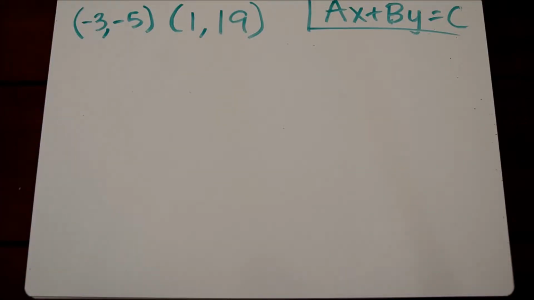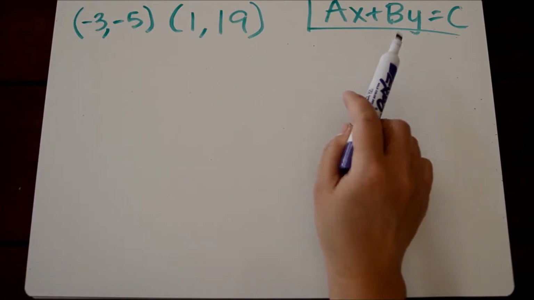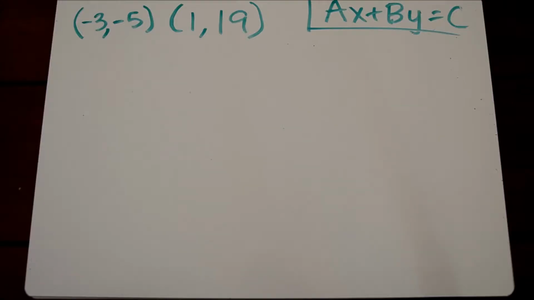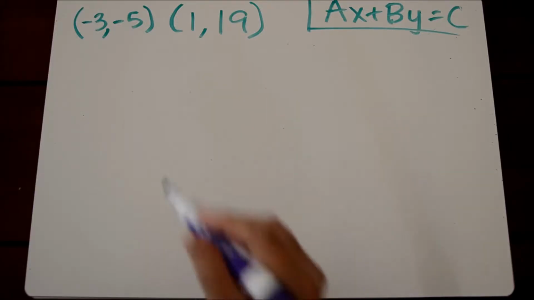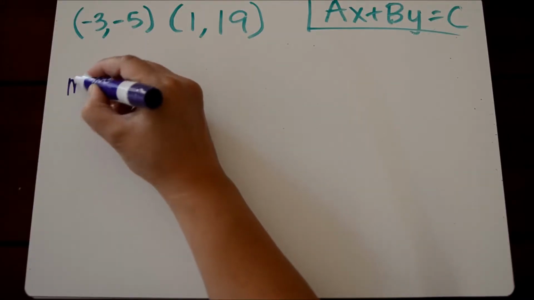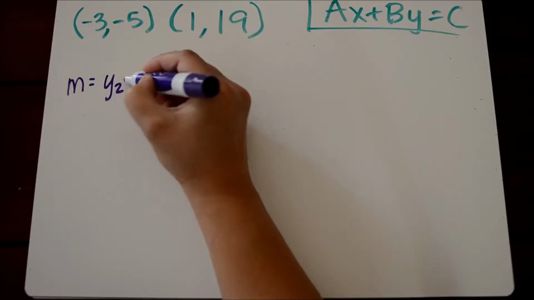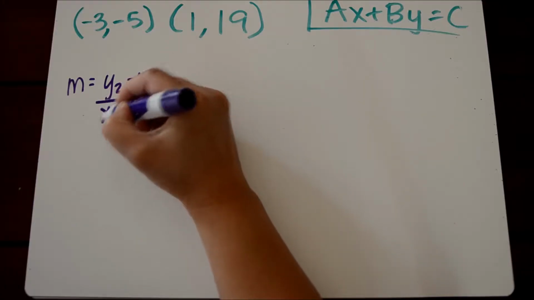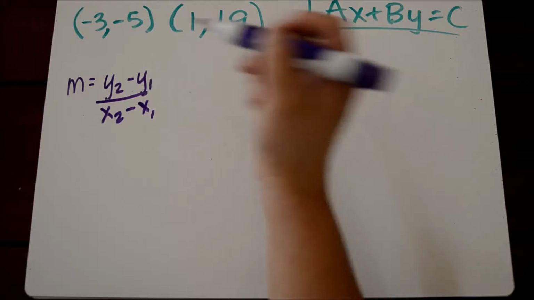So here we have an example where all we're given are 2 points. I've written standard form in the top right corner just so we have a reminder of what our answer needs to look like. If we're given 2 points, the first step is to find the slope between these 2 points. The slope formula is y2 minus y1 over x2 minus x1.